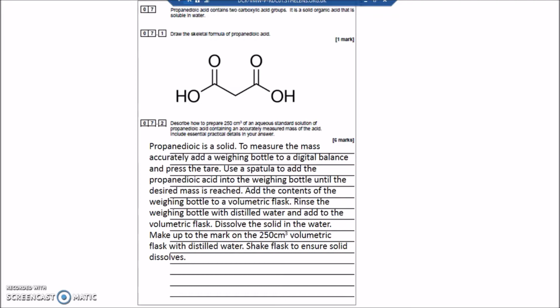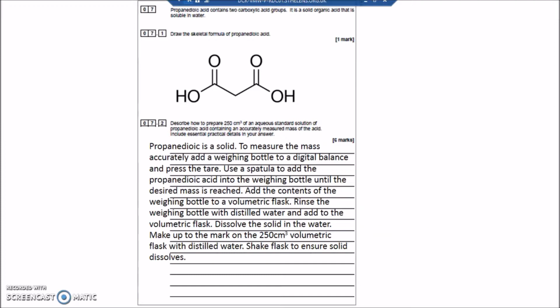Use a spatula to add the propanedioic acid, remember, it's a solid, into the weighing bottle or beaker or flask until the mass is reached. It doesn't tell you what mass you want, so you just say until the desired mass, the mass that you want, is reached. Then you add the contents of the weighing bottle into the volumetric flask.